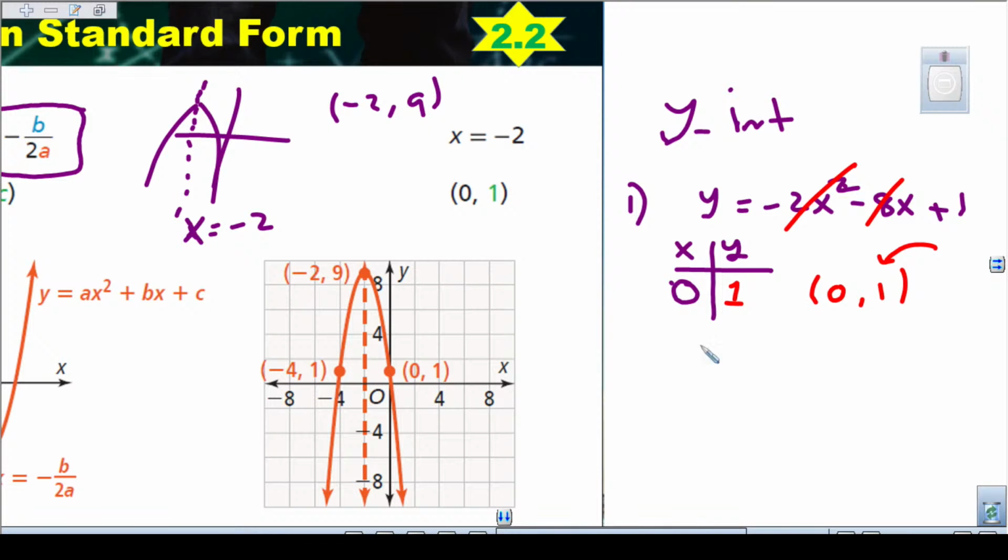The other way to do it, which is equally interesting: if you are in standard form, you actually are ready to get the y-intercept just by looking at the c. If you looked at the c by itself, you are looking at the y-intercept. So what do you think is the c in this problem?